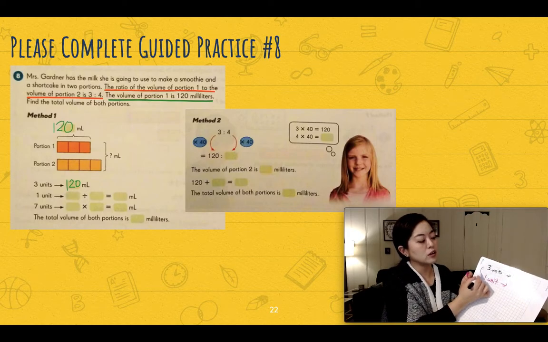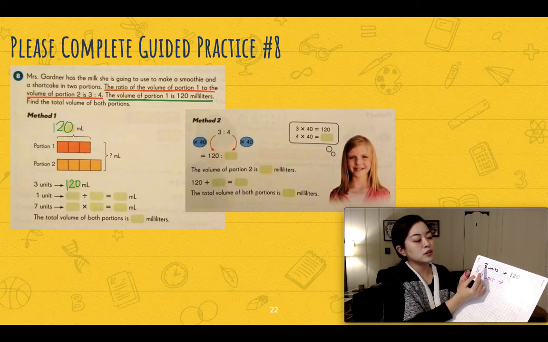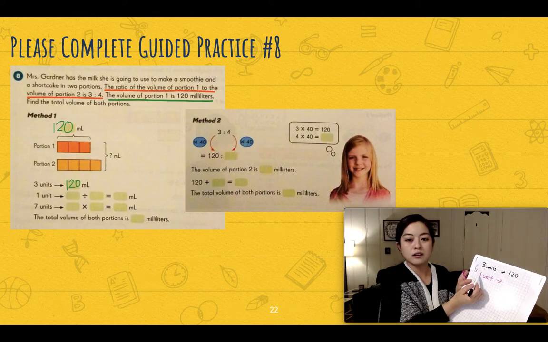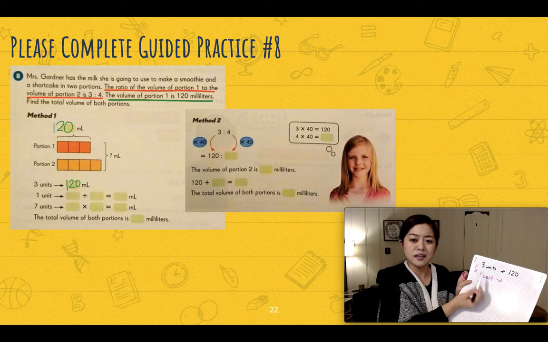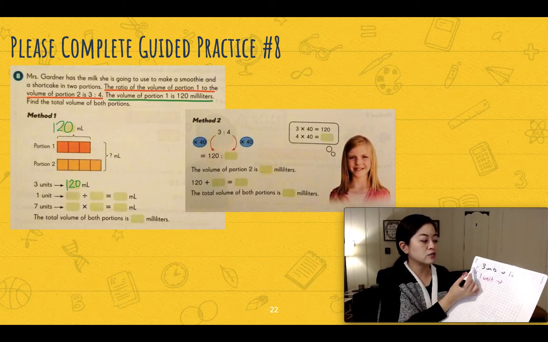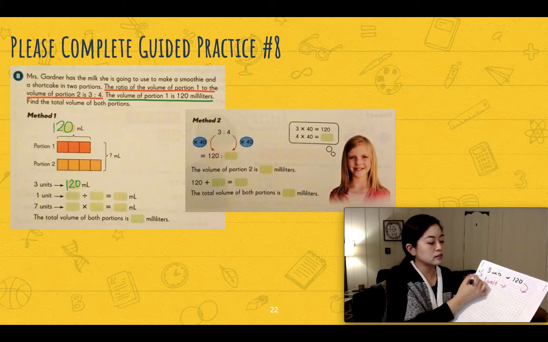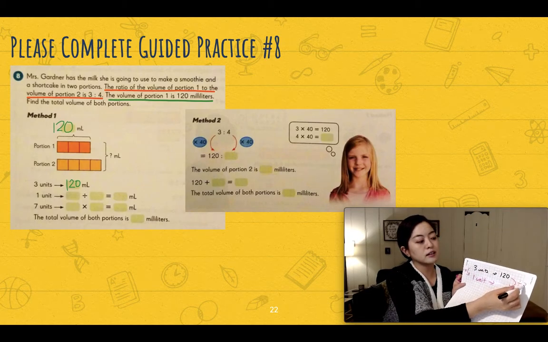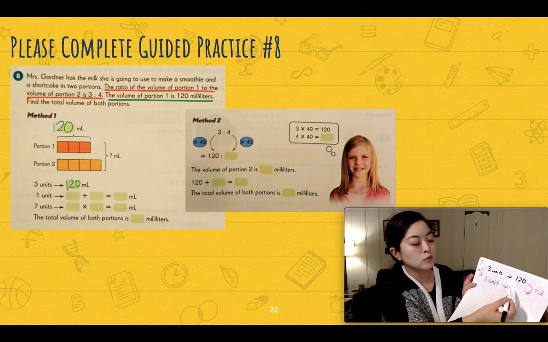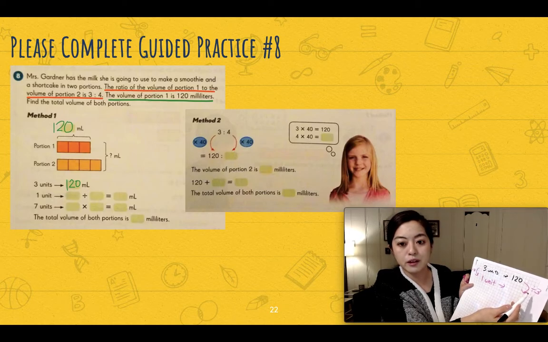Okay, well, I'm gonna do 3 to 1, like 3 changes into 1. Does it get bigger or smaller? It gets smaller, right? So I should divide. Okay, so I'm gonna divide by 3, because 3 divided by 3 is 1, okay? So whatever I do on this side, I have to do it on the other side, okay? What's 120 divided by 3?